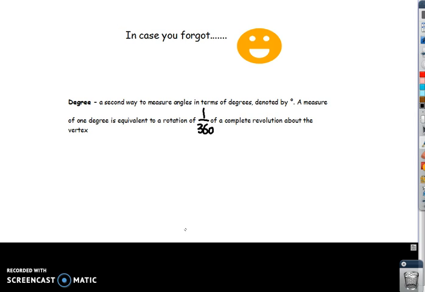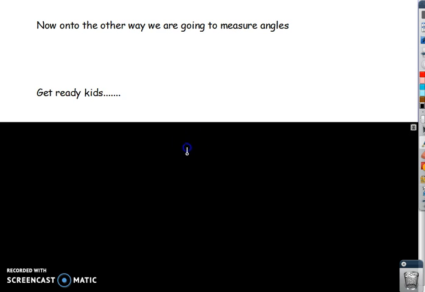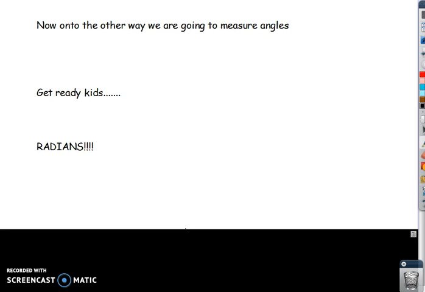Because of the following. The other way we are going to measure angles in here, get ready kids, is radians. Oh yeah, radians time. That's the other mode your calculator has. We always talked about how you got to be in degree or radian mode, and I've been saying wait for radians, they're coming. Dun dun dun, here they are.